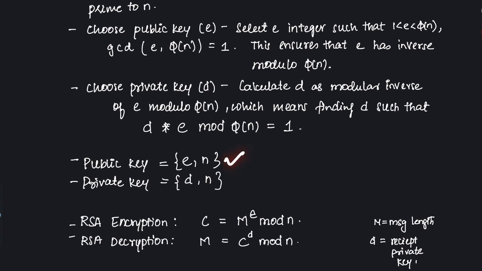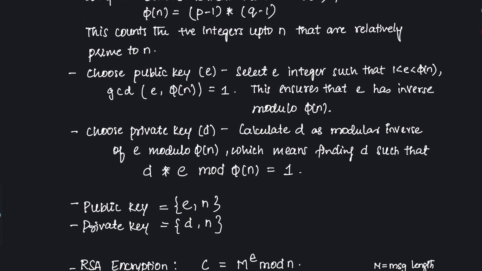So the public key will comprise E and the n value, that is P into Q. Again, in the private key we'll get D comma n. D is the private key which we have selected.